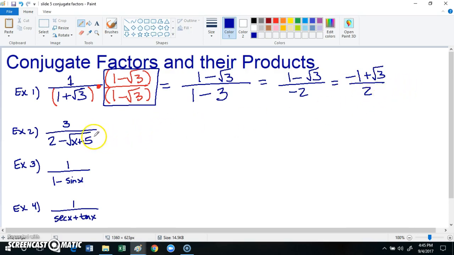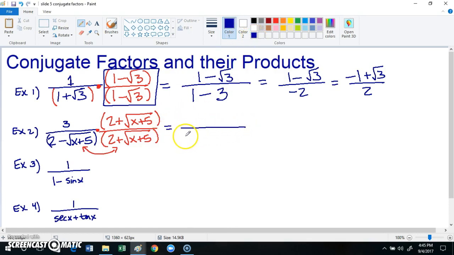All right, next. Example number 2. I have 2 minus the square root of x plus 5 in the denominator. I'm going to multiply both the numerator and denominator by the conjugate factor, 2 plus the square root of x plus 5. Always multiply out the conjugates. You chose that for a reason. What happens in the denominator? We get 4 minus the quantity x plus 5. In the numerator, you don't have to multiply out the numerator. You could, but you don't have to.